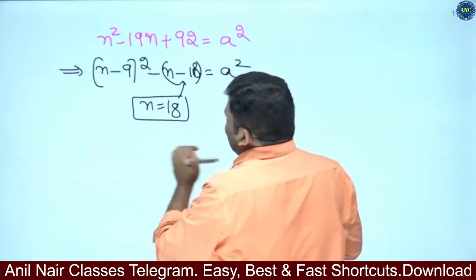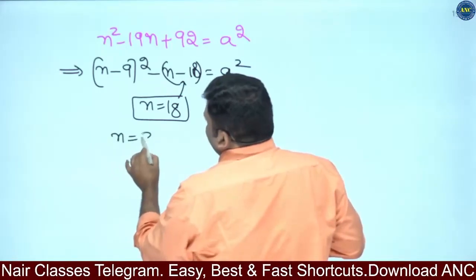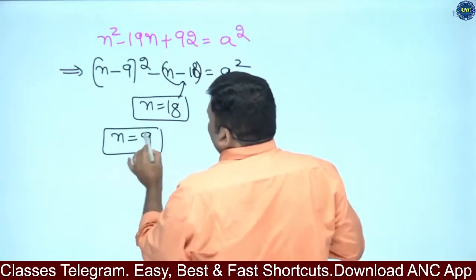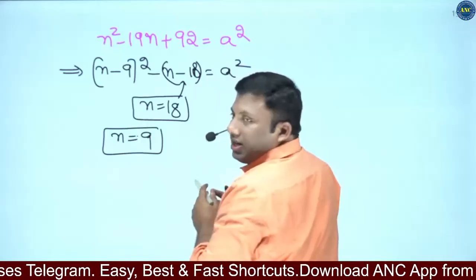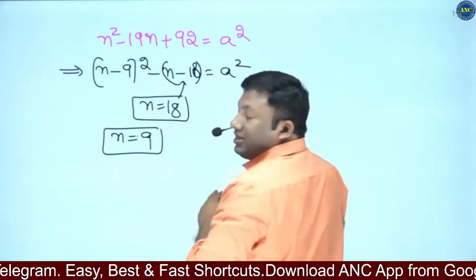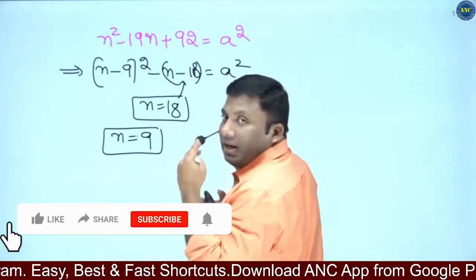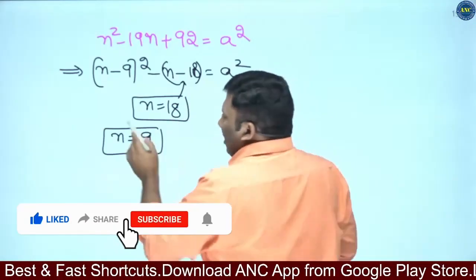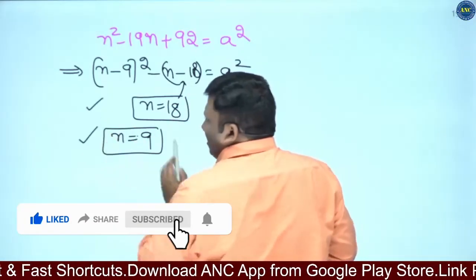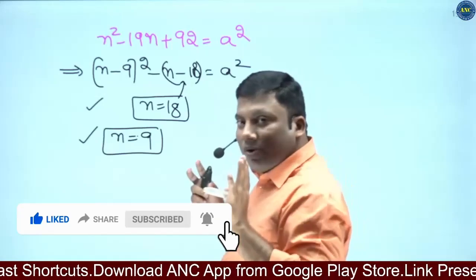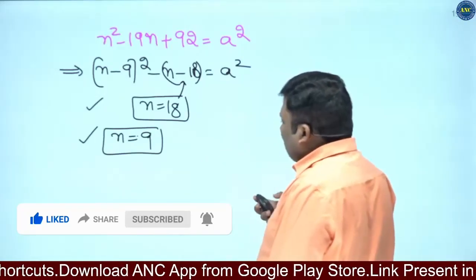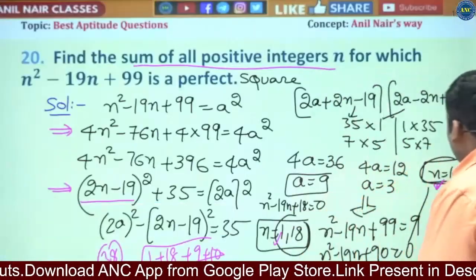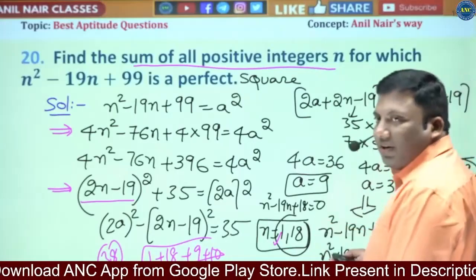If I take n value 9, 9 minus 9, 0 square. 9 minus 18, minus 9. Minus into minus plus, plus 9. a square is 9, a value 3. So these two cases. Are you all with me? How am I doing it? I hope the idea is clear. N value 9, n value 18. These two cases we got.